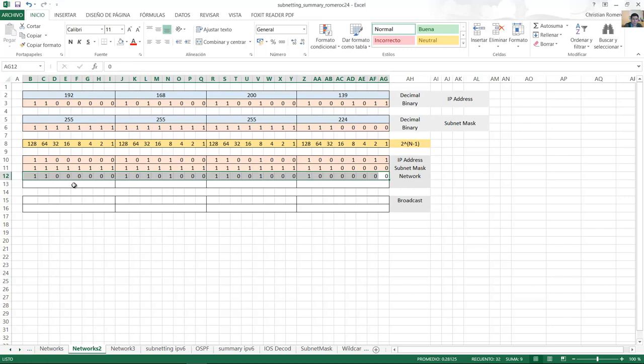And in decimal it is 192, this is 168, this is 200, and this is only 128. And this is the network address, 192.168.200.128.